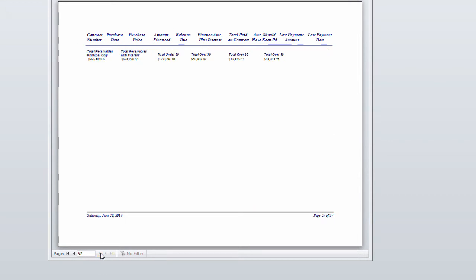Now, on the last page, it gives me my total receivables, principal only, then my total receivables with interest. So that's all the receivables. Then my total under 30, my total over 30, total over 60, and total over 90.